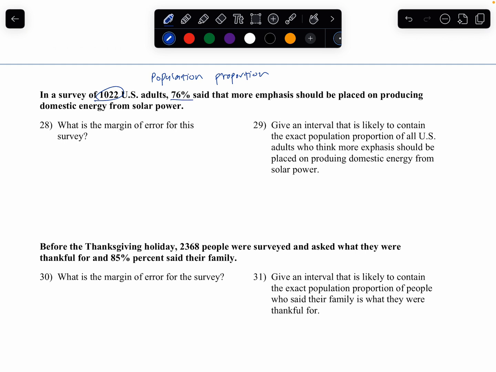In that case, there's a formula for the margin of error for a population proportion, and that is plus or minus 1 over the square root of n, where n is the sample size. So what is the margin of error? It's going to be plus or minus 1 over the square root of 1022. So 1 divided by the square root of 1022 is equal to 0.0313, I guess we could say. Now, in the next question it says, give an interval that is likely to contain the exact population proportion.